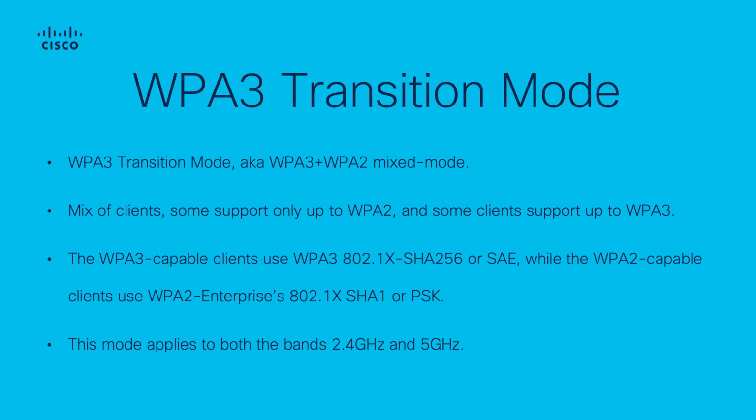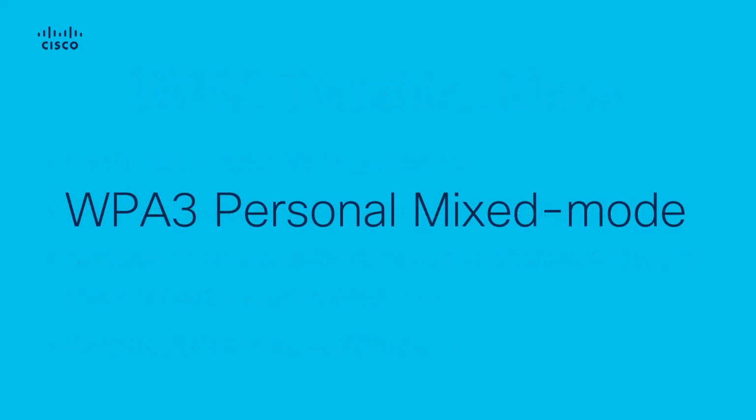Transition mode. The WPA3 transition mode, also known as WPA3 plus WPA2 mixed mode, is used when there is a mix of clients. Some clients support only up to WPA2 and some clients support up to WPA3. The WPA3 capable clients use WPA3 802.1x SHA-256 or SAE, while WPA2 capable clients use WPA2 Enterprise 802.1x SHA-1 or PSK. Mixed mode applies to both bands, 2.4 GHz and 5 GHz bands. It is recommended to use only WPA3 instead of mixed mode for maximum security, as it is less prone to attacks.